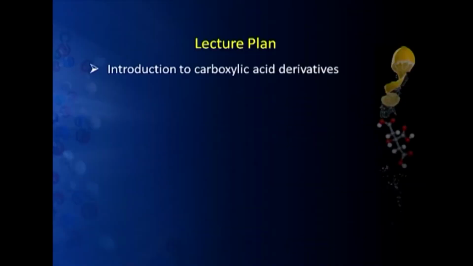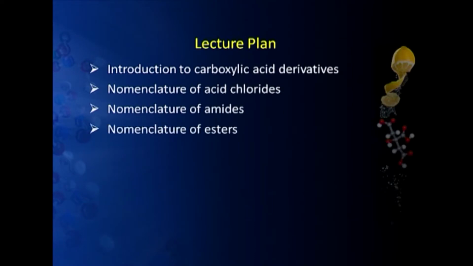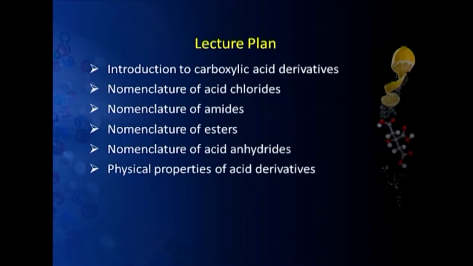Today we are going to start another series of sessions where we will discuss carboxylic acid derivatives. In this series today we will discuss what these carboxylic acid derivatives are, and how they are named. We will discuss the IUPAC nomenclature as well as the common nomenclature for acid chlorides, amides, esters and acid anhydrides. Then we shall talk about the physical properties of these acid derivatives.